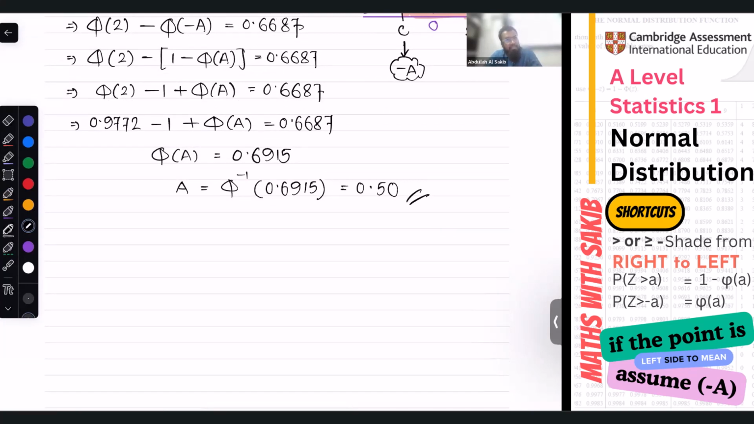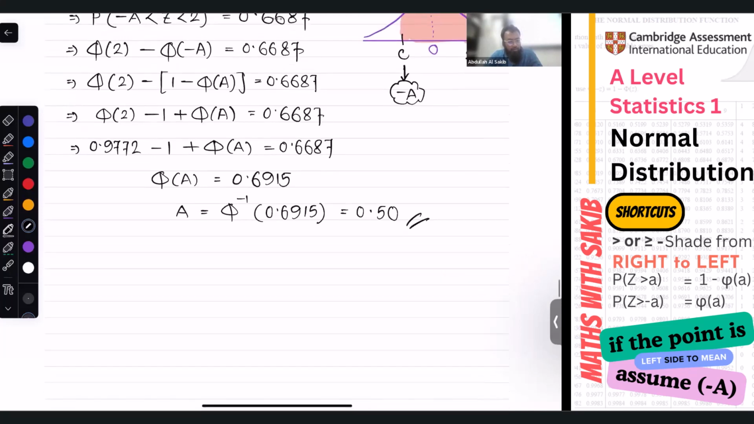Is it okay? Easy? Okay, yes. So we found the value of A, but we considered C as minus A. So C equals minus A. So minus 0.50. Done. Easy? Next.